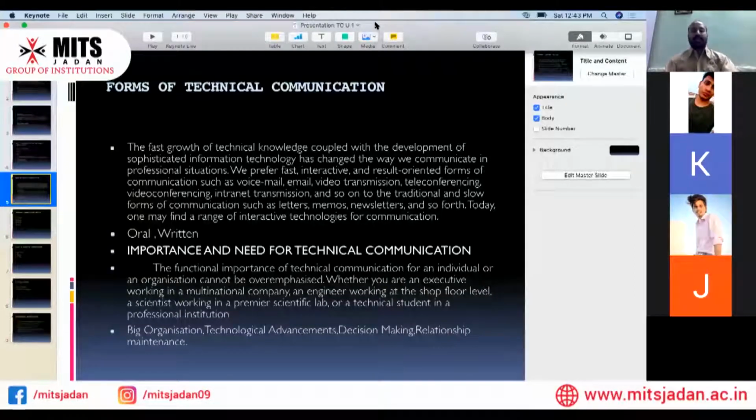Okay, so we are starting the fourth chapter basically, and that is the importance and the need of technical communication. I go through this written paragraph over here. The functional importance of technical communication for an individual or an organization cannot be overemphasized. Whether you are an executive working in a multinational company, an engineer working at the shop floor level, a scientist working in a premier scientific lab, or a technical student in a professional institution, it is always very important for everybody.